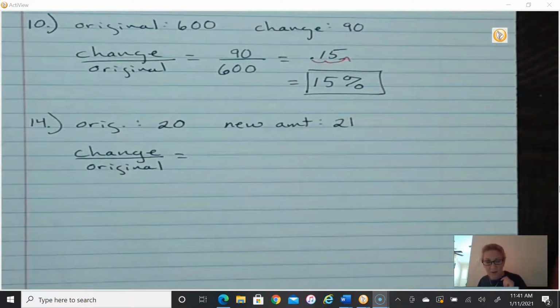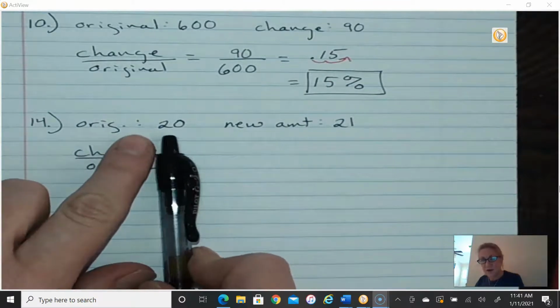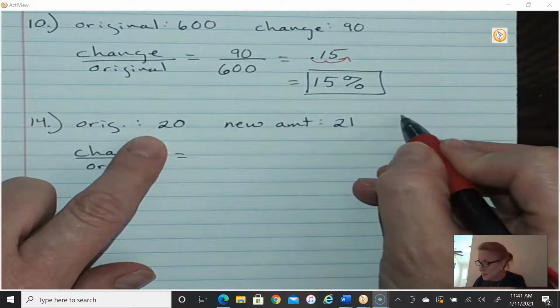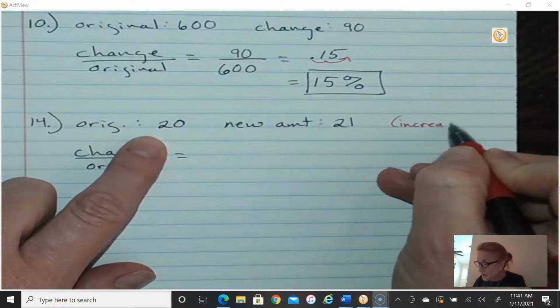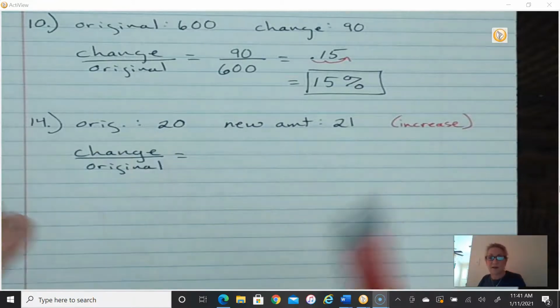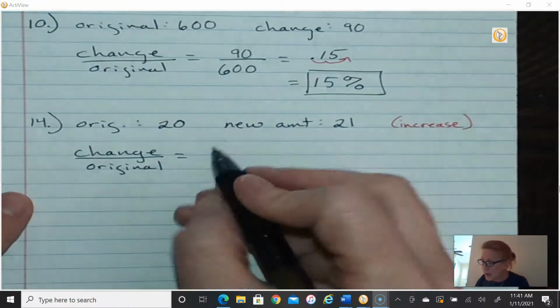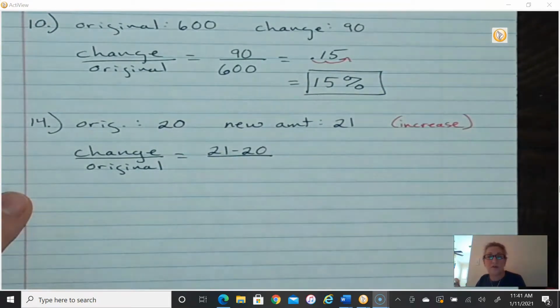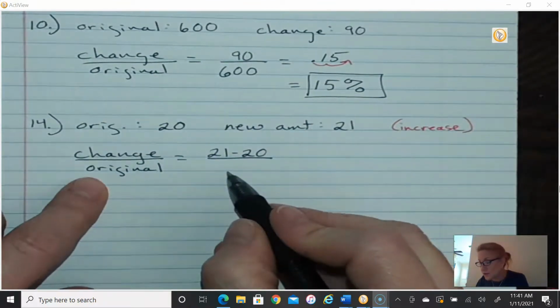But wait, before I go any further, guys, the original is 20, the new is 21. Did we increase or decrease? Because that's one of the questions. That's right, we increased. So let's go ahead and write that down before we get started. That's probably smart to do. So we went from 20 to 21, that's an increase. All right, so change is going to be 21 minus 20, because you subtract the 2 to find the difference between the 2 amounts. The original is 20.